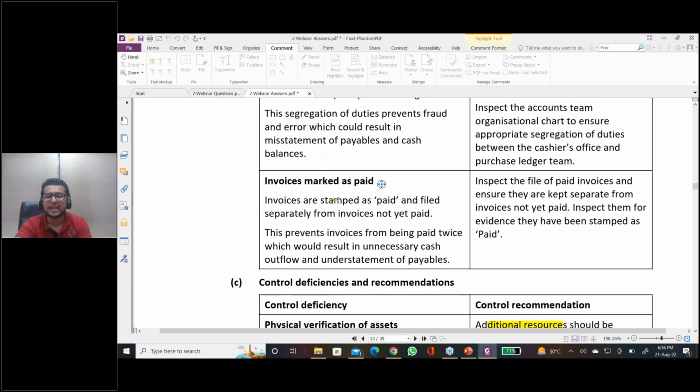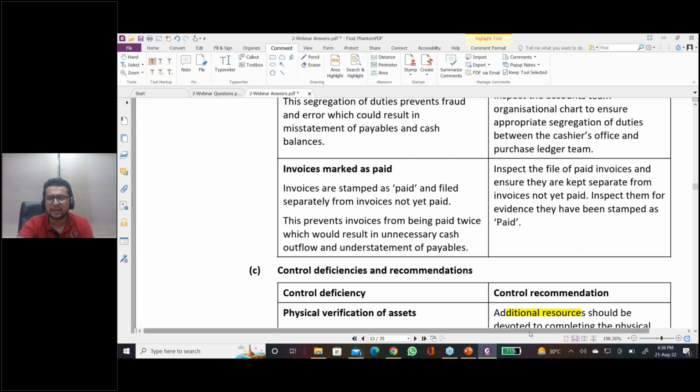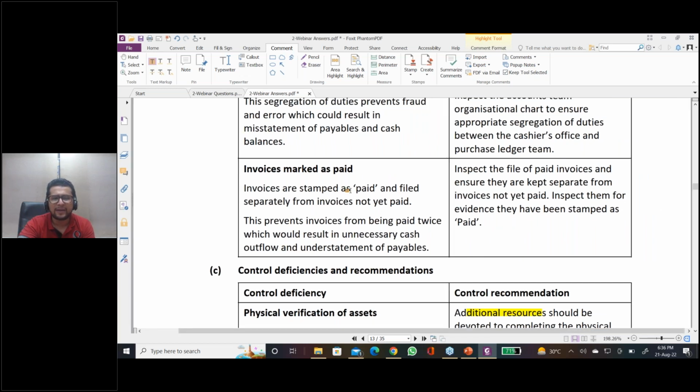But there was a key control as well. And what was the key control? Invoices are stamped as paid and filed separately. This prevents invoices being paid twice, because this will block the company's cash unnecessarily if you are going to pay it twice.